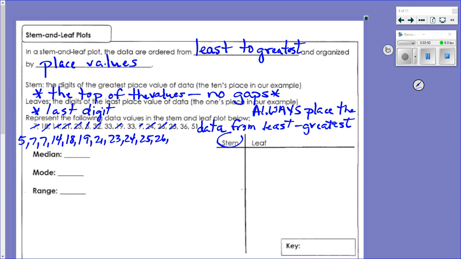The 30s, we've got a 32. I've got two 33s. I've got a 36 and a 51.